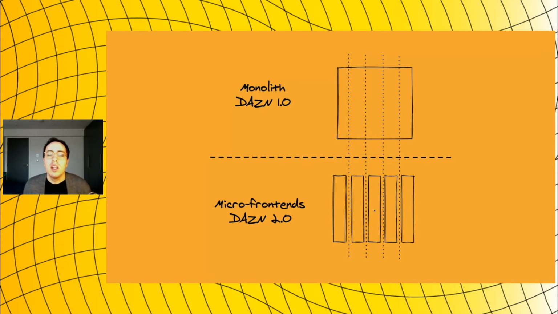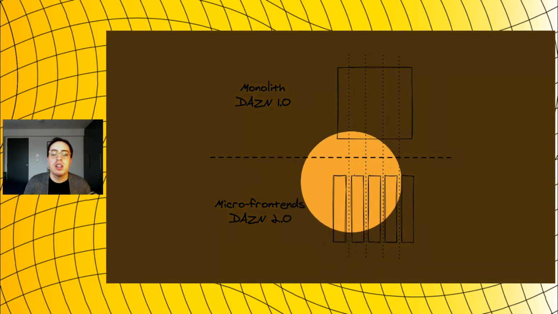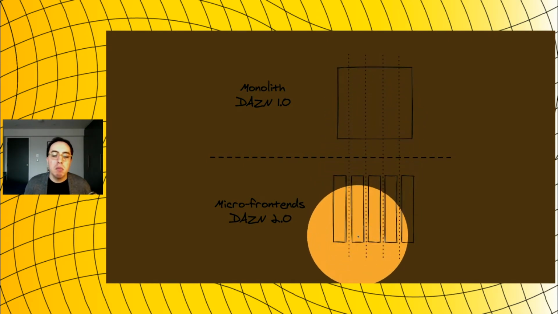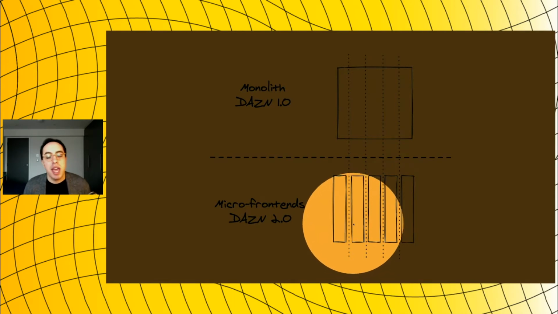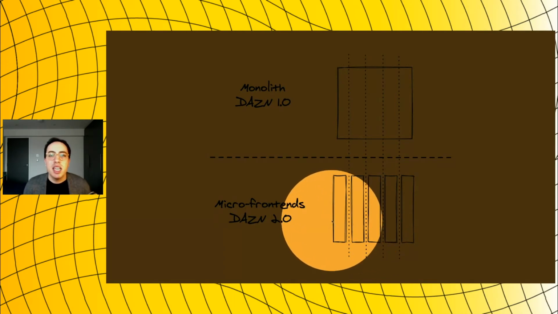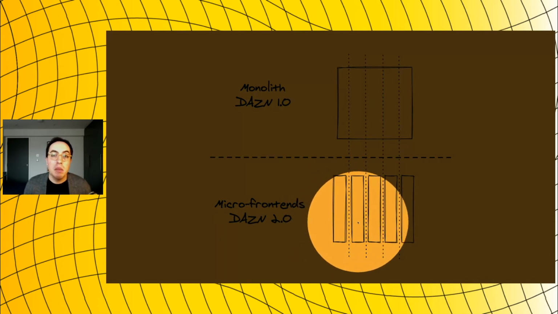DAZN 1.0 is a monolith which contains all the functionalities. DAZN 2.0 is made of micro-frontends. These micro-frontends are a representation of a specific domain of the whole application. So the whole application has been split in these vertical micro-frontends, which represent a specific domain, such as, for example, the sign-in and sign-up pages, so the whole authentication experience, that's one micro-frontend. Then we've got the help pages, all those pages for helping customers, the live chat.